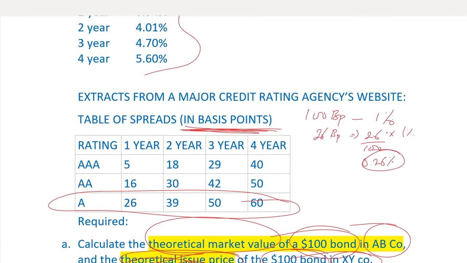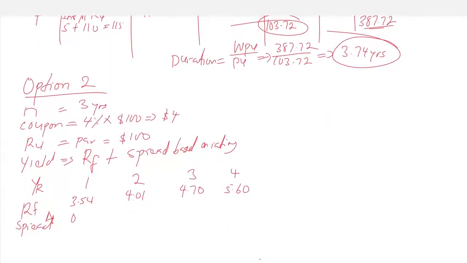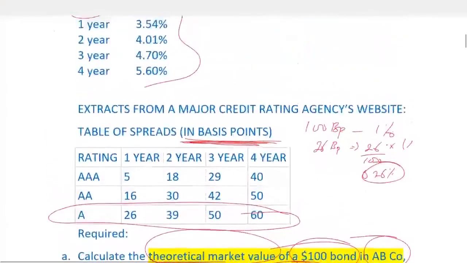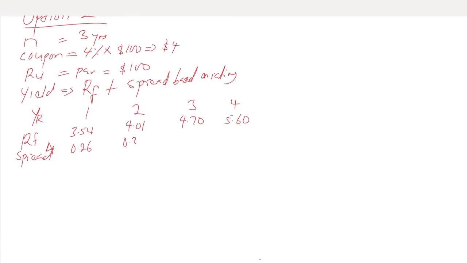So all you need to do is just divide this figure by 100, and that gives you the percentage. So it means that year 1 will be 0.26%, year 2 will be 0.39, year 3 will be 0.5, and year 4 will be 0.6. So, can we have our yield? So we'll sum up to get our yield. So year 1 will be 3.54 plus 0.26. What do we have?